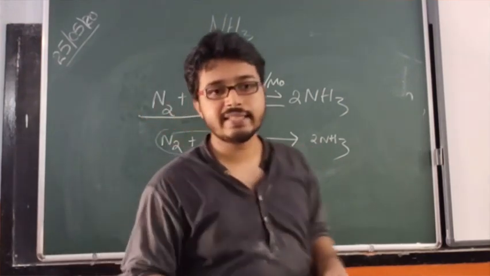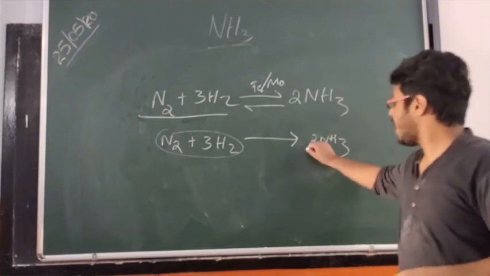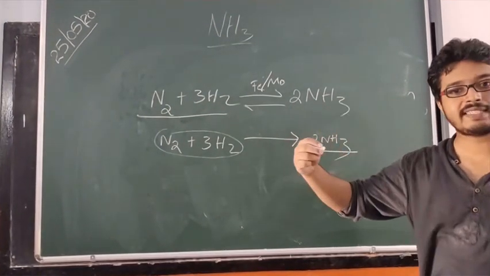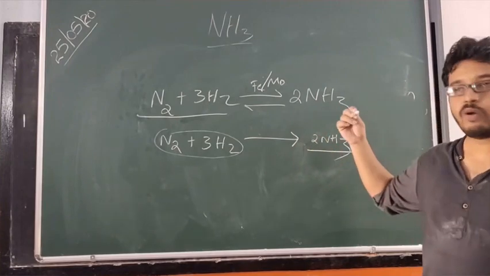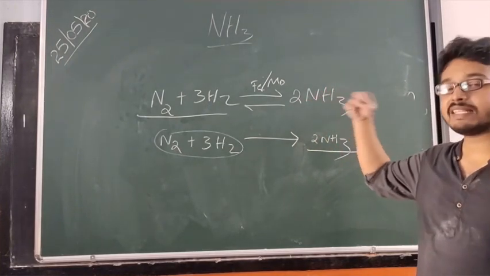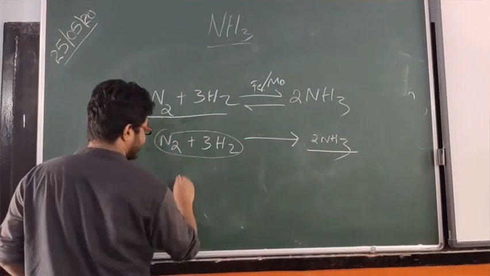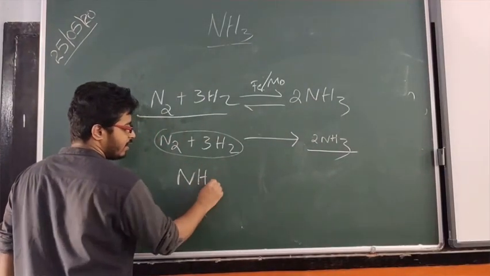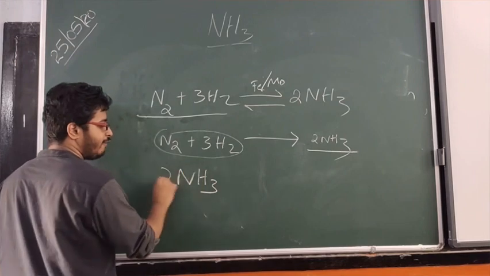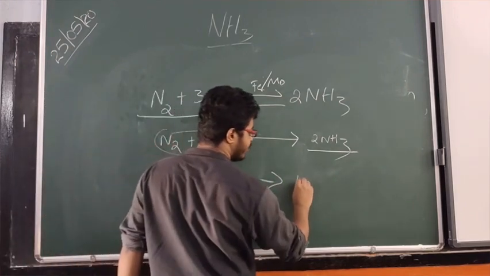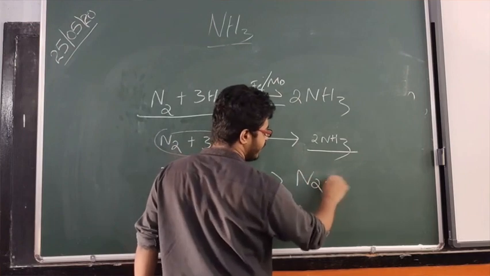And there is one more case. If the amount of ammonia is increased, the system or the reaction will go in such a manner as to decrease the amount of ammonia. So if the amount of ammonia is more, the ammonia will decompose into N2 and H2.